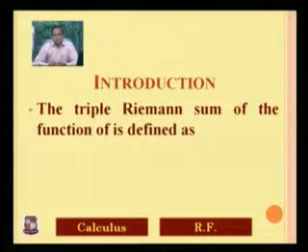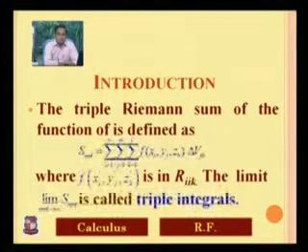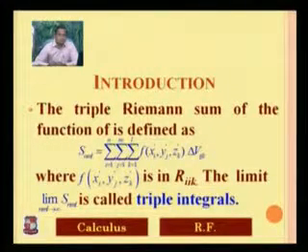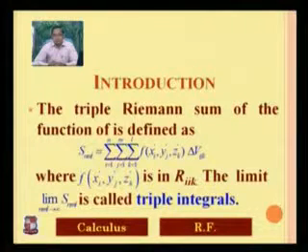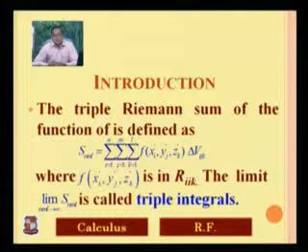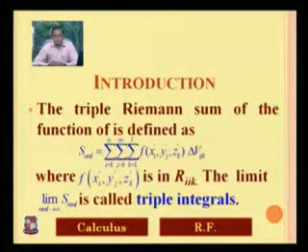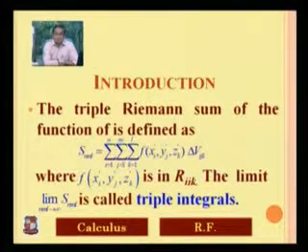Next, as we have defined the double Riemann sum for double integrations, similarly here we define the triple Riemann sum for a function of three variables. The Riemann sum S_LMN equals the sum for i equal to 1 to n, j equal to 1 to m, and k equal to 1 to l of f of x_i star, y_j star, z_k star times delta V_ijk, where the point (x_i star, y_j star, z_k star) is in the box R_ijk. The limit of this Riemann sum is formally called the triple integration. This way we find the volume of the rectangular box by using the triple integration.